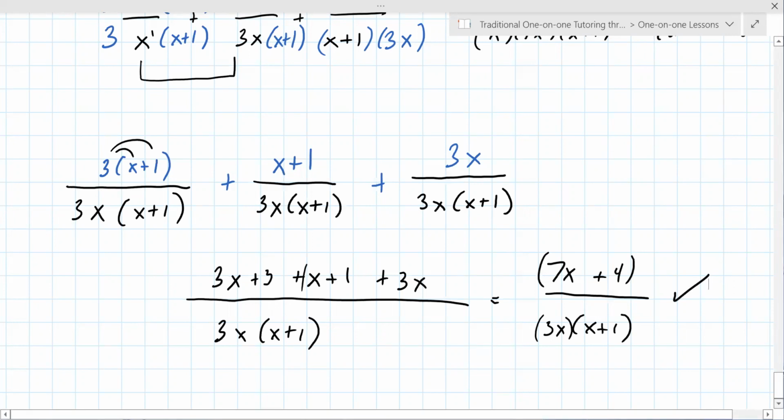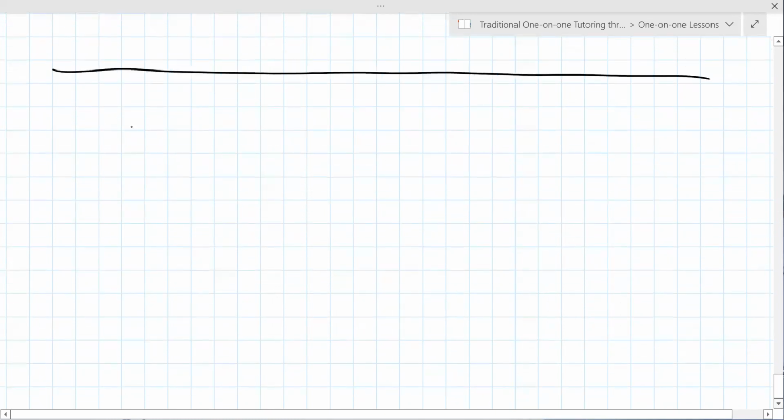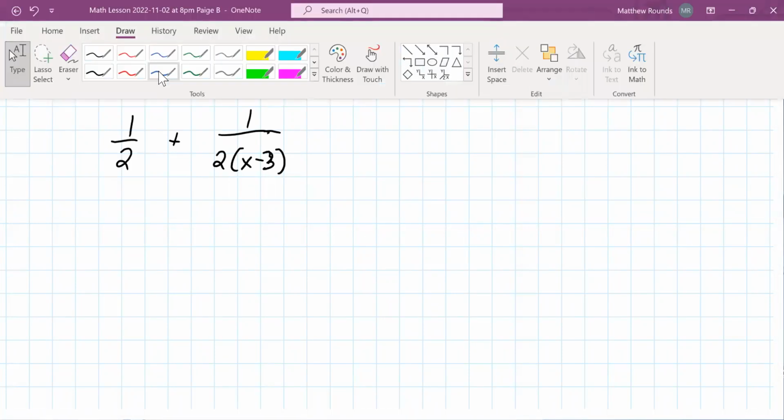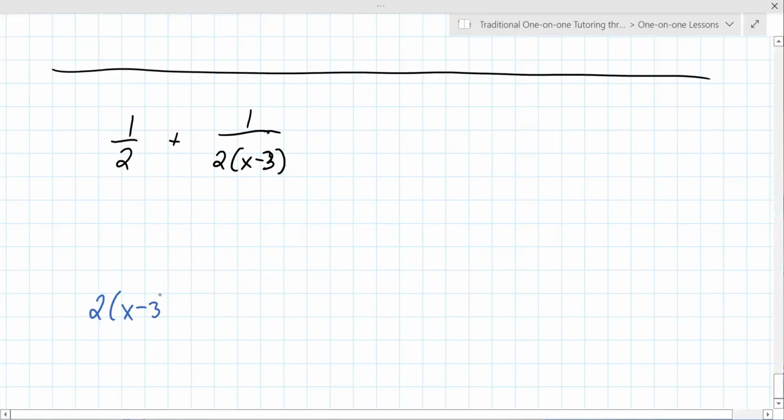Okay, let's look at another one here. Let me make it a little bit easier and have you try it on your own. So let's say it's 1/2 plus 1 over 2 times x minus 3. Can you tell me what the common denominator would be? It would be 2 parentheses x minus 3. I agree.